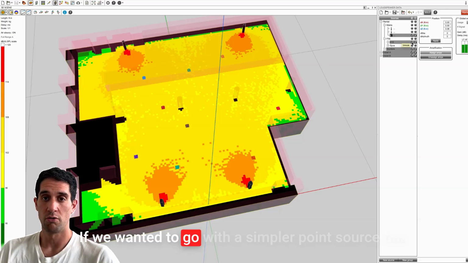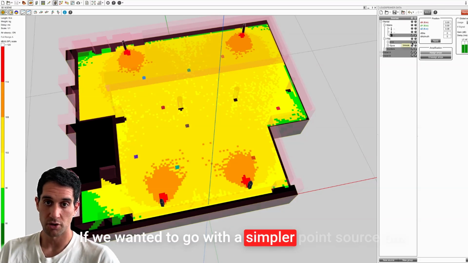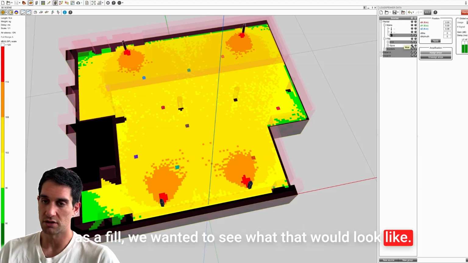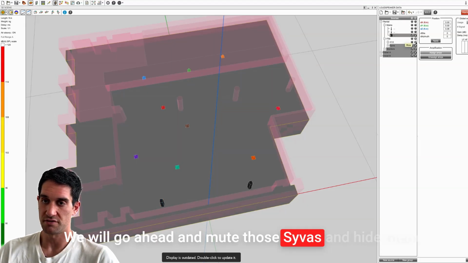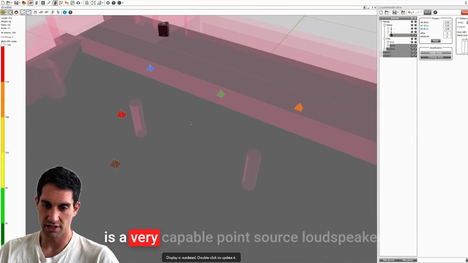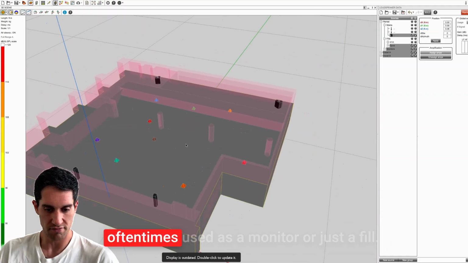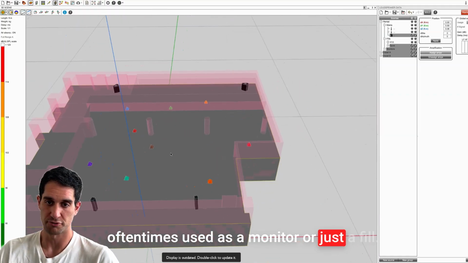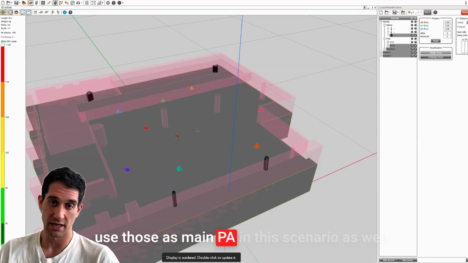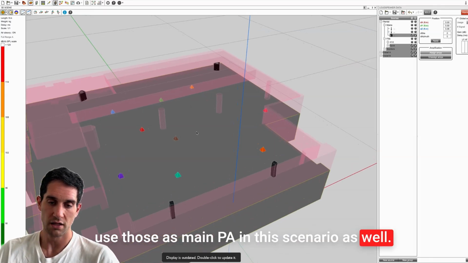If we wanted to go with a simpler point source box as a fill, we wanted to see what that would look like. We'll go ahead and mute those Syvas and hide them. And we're going to add back in some X12s, which is a very capable point source loudspeaker, oftentimes used as a monitor or just a fill. We've used them as main PA, and we could use those as main PA in this scenario as well.